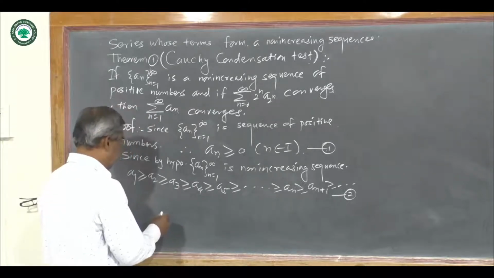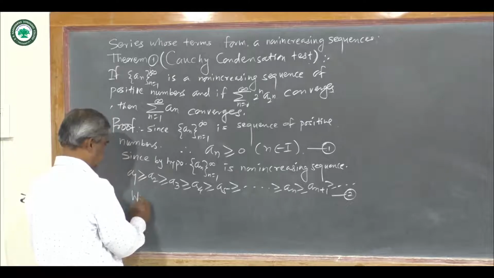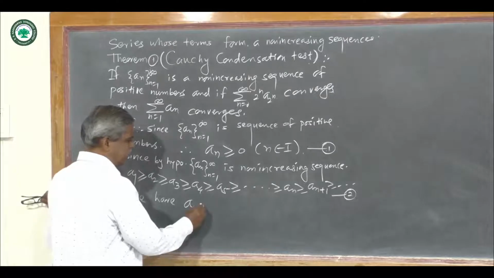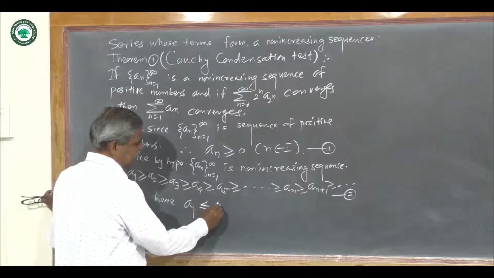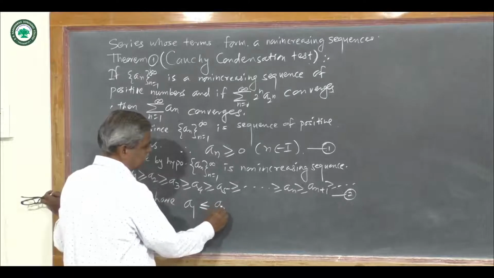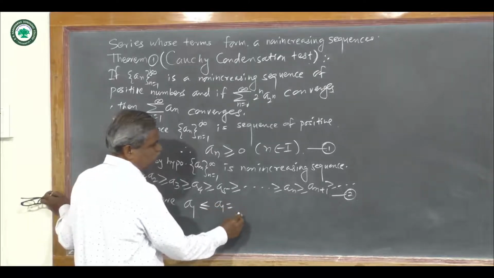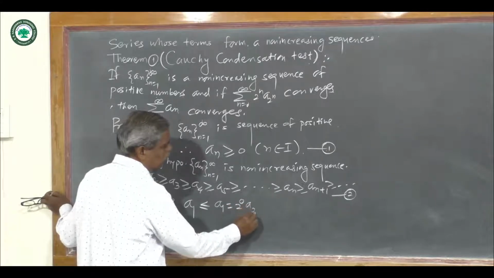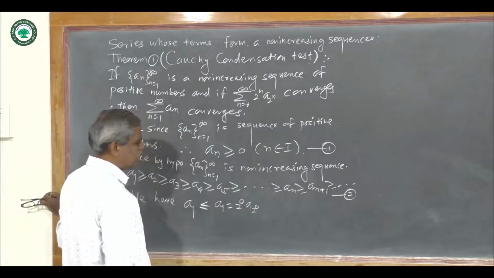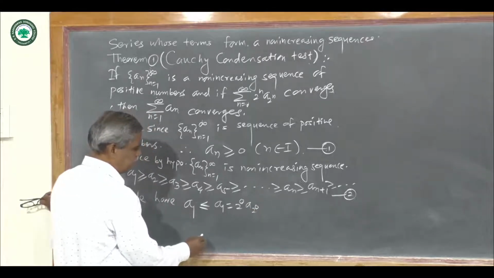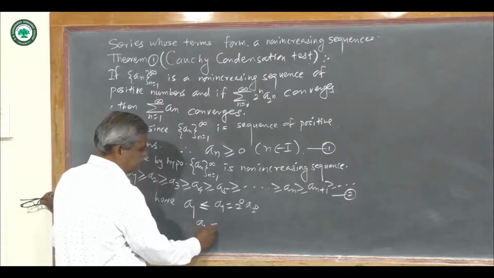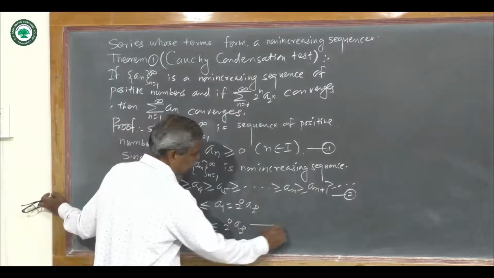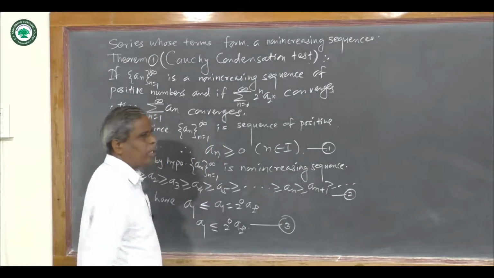We have a1. a1 is equal to 2 raised to 0 into a suffix 2 raised to 0, since 2 raised to 0 is 1. Therefore, a1 is less than or equal to 2 raised to 0 into a suffix 2 raised to 0. This is another relation, that is 3.